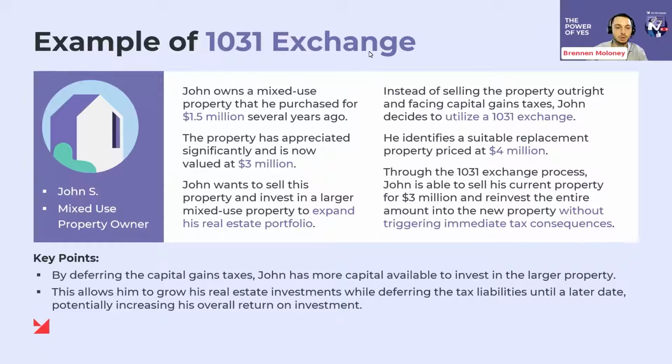So now what he can do is sell the 3 million, get that new one, and he will not be experiencing those property taxes or those capital gain taxes. Again, though, they get deferred. So should he ultimately sell the new property down the line and not continue doing 1031 exchanges, then all of those capital gains will become due.